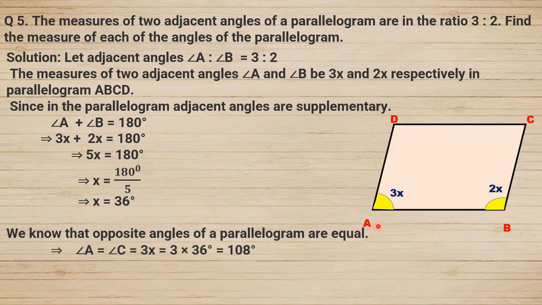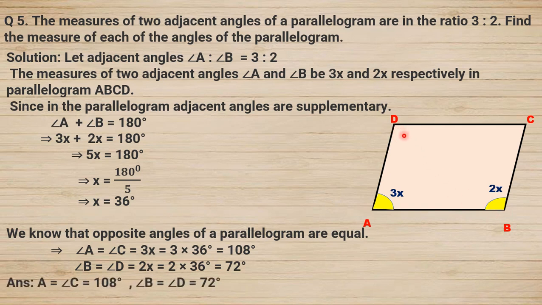So for angle A and angle C, when opposite angles are equal, both are equal to 3x, and the value of x is 36 degrees. So 3 into 36 degrees is equal to 108 degrees. So angle A and angle C both have the measure of 108 degrees. Similarly angle B and angle D both are equal to 2x. Now put the value x as 36. So 2 into 36 becomes 72. So we can say angle B as well as angle D are 72 degrees.